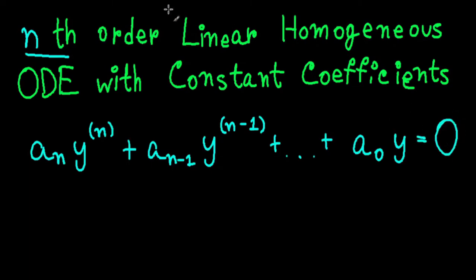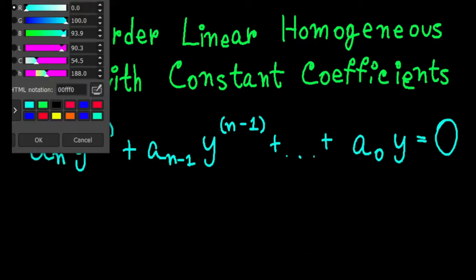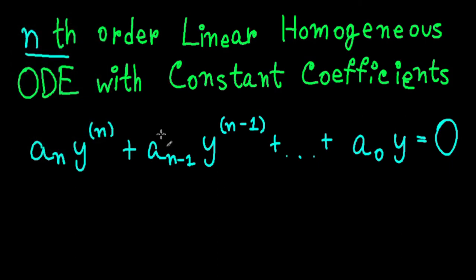Now all these constants, a sub 0 all the way up to a sub n, they're all constants. Also, we need to note that a sub n, for this to be nth order, cannot be equal to 0. All right, so I'm going to go about discussing this step by step.